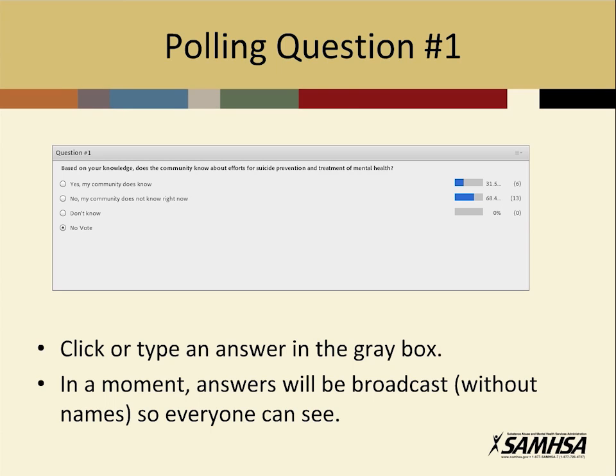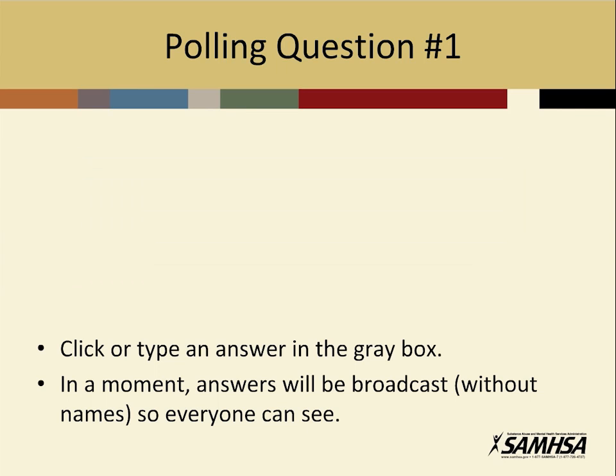Okay, up here we have the results of our first polling question, and it's changing. It was 50-50, and now it looks like, yes, my community does know. 38% of the communities feel that they do know what's going on about suicide prevention and treatment of mental health. And there are about 62% of the communities that don't know. So this is what we're looking at changing, so that through this grant process, all of your communities will know what to do.